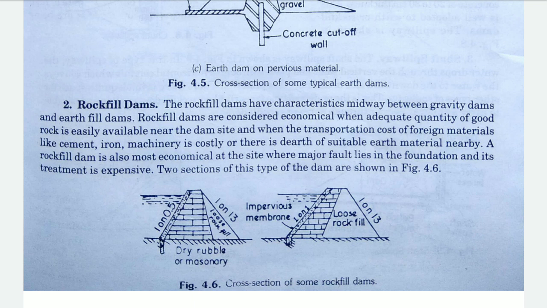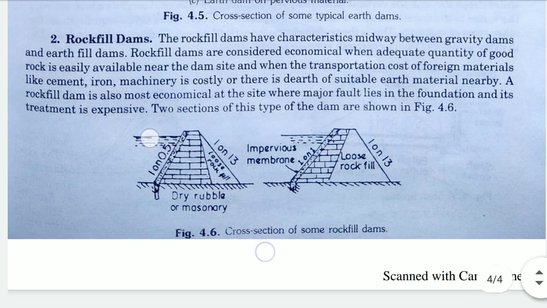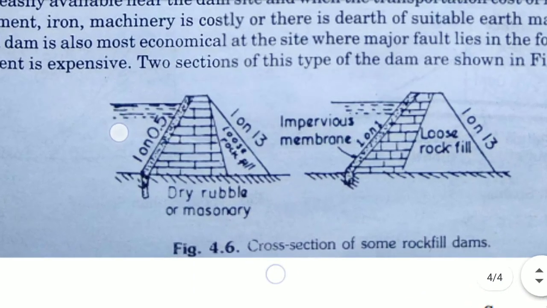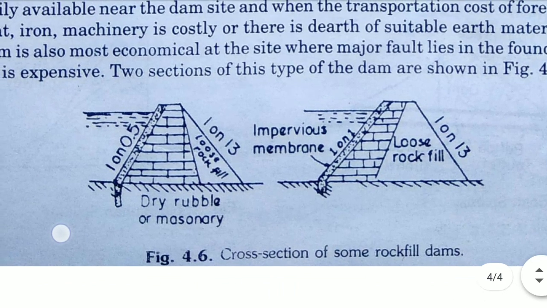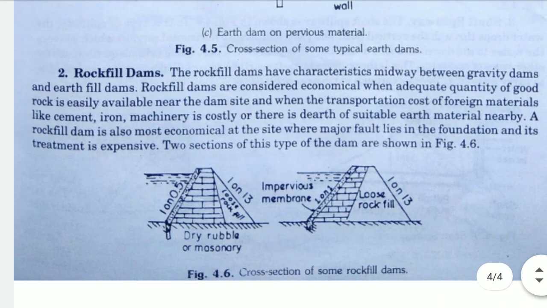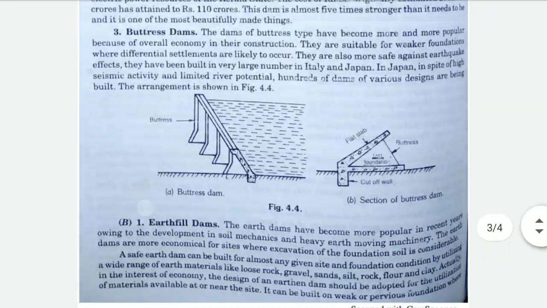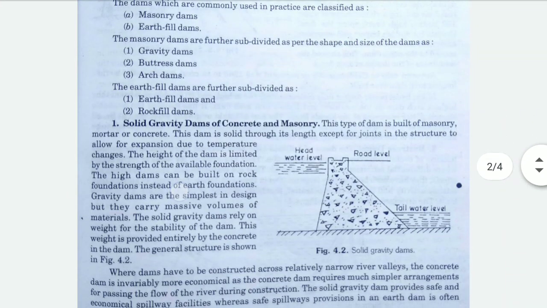The rock fill dam is the most economical at sites where a major fault lies in the foundation and its treatment is expensive. If faults are present in the foundation and treatment is very expensive, one can consider constructing a rock fill dam there. The construction is given here: dry rubble or masonry, impervious membrane, and the cross section of the rock fill dam. Loose rock fill can be constructed from one of the sides. So this is all about the types of dams and the criteria for selecting a dam. Thank you.